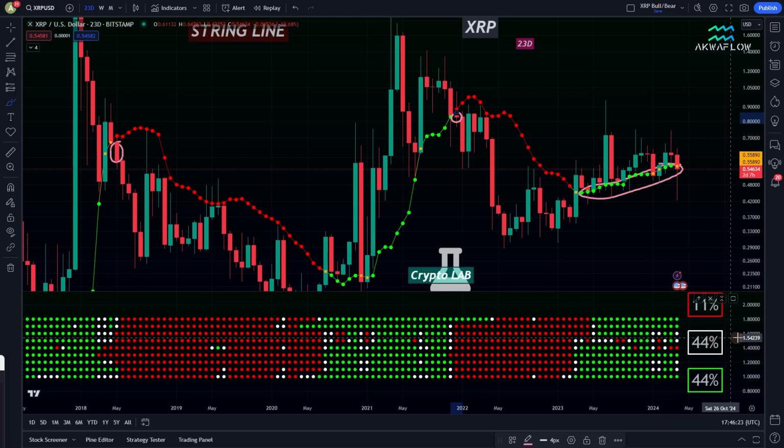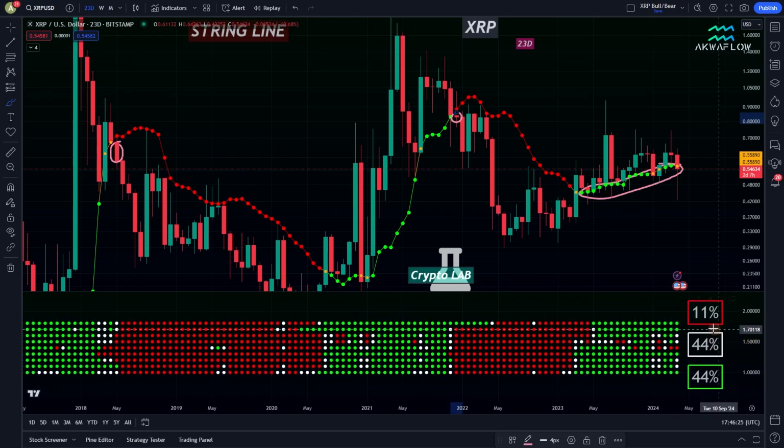And what can we say about the XRP Bull Bear Index? As you can see here, we are a little bit bearish at 11%, but mostly we are bullish and neutral. This means that we are still bullish, but that there is a lot of indecision in the market. And this is the reason why we need to pay attention to what will come next.